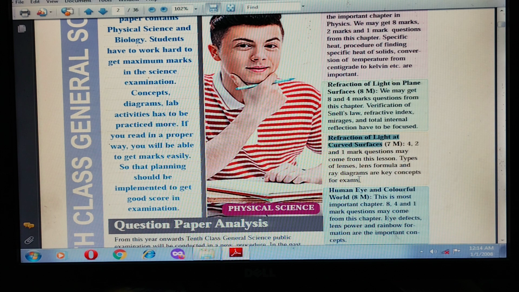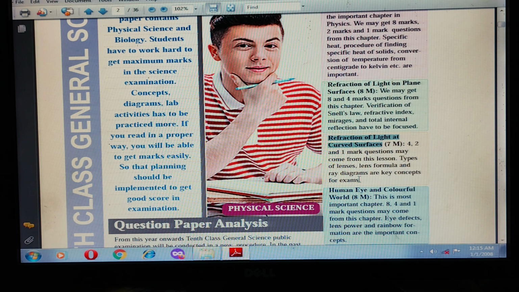Types of lenses. The lens formula is very important. Not only the lens formula, 1 by f is equal to 1 by v minus 1 by u, but also the lens maker's formula, 1 by f is equal to n minus 1 into 1 by r1 minus 1 by r2. It is also important. Not only the formulas, you should learn the terms also, and examples related to these formulas. Both the lens formula and the lens maker's formula, and ray diagrams are key concepts for this exam from this chapter, refraction of light at curved surfaces.